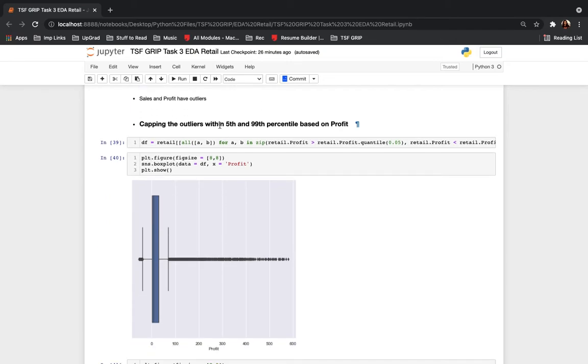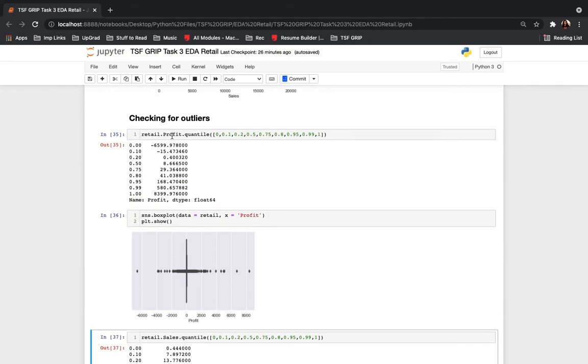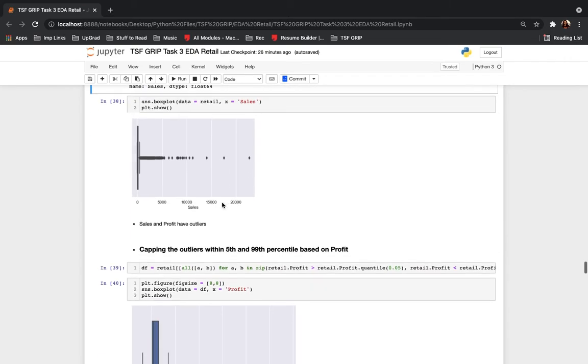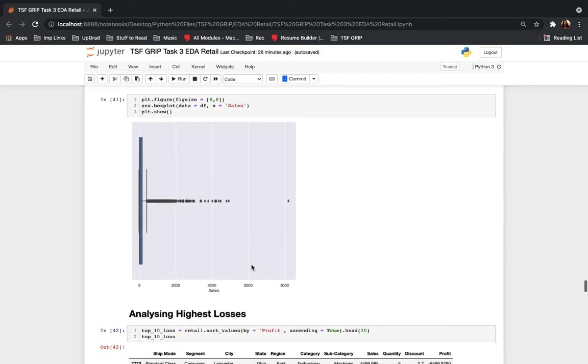Let's cap these outliers within the 5th and 99th percentile. So what I've taken is profit as a reference, and we're taking somewhere between the 0th and the 10th percentile. So it was safe to take 5th, I guess, and 5th and 99th. So these are the capping points. And now you can see from this box plot that though we have not capped the entire range of profit that we have seen, but it is fairly visible now. And this is the box plot for the sales.